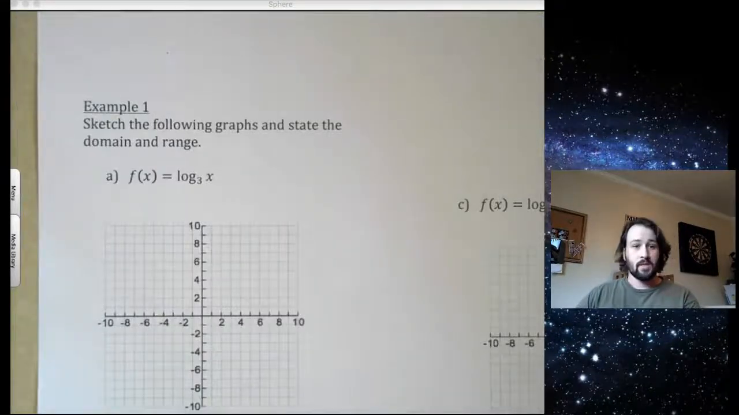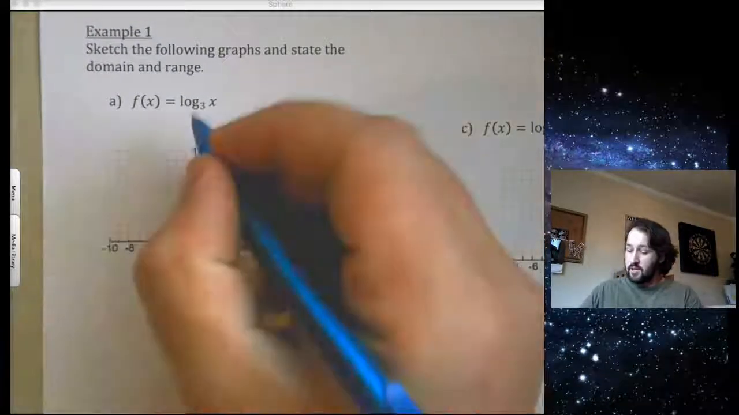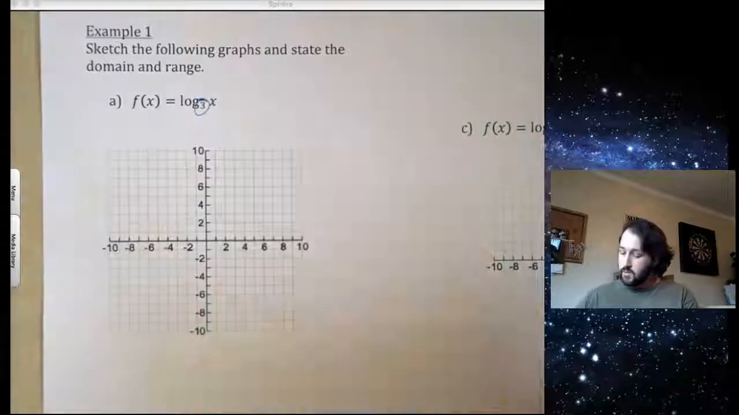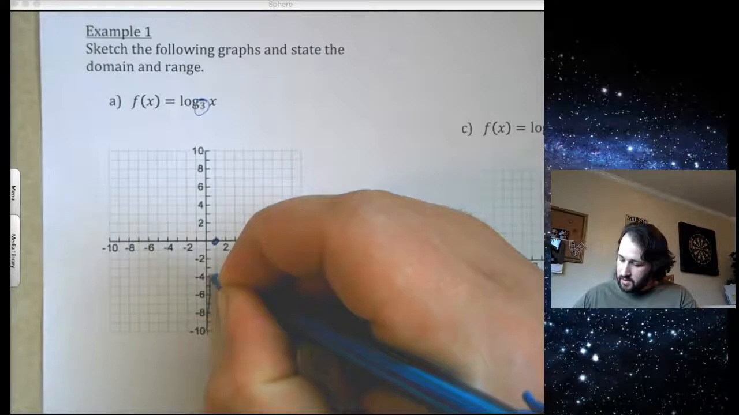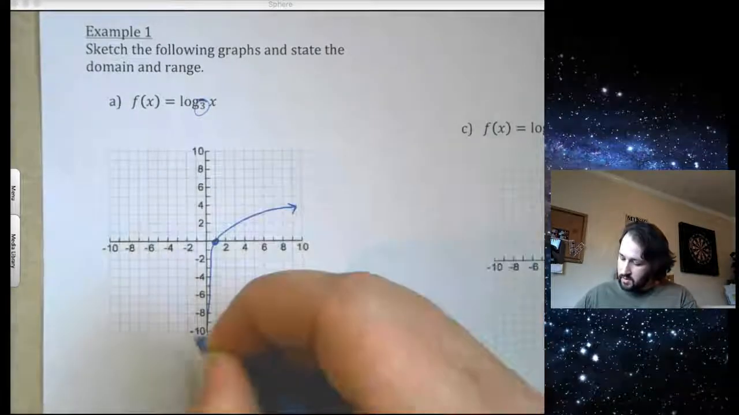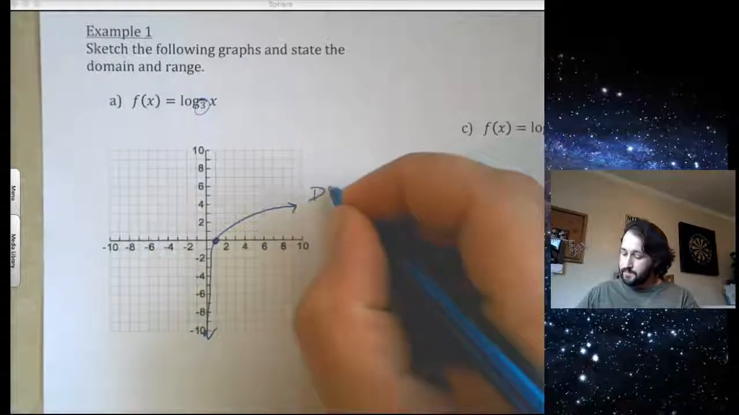All right, so sketch the following graphs and state the domain and range. The first thing I notice, the base is 3. So what's going to happen is I have an x-intercept at 1, and it's going to increase as it goes along forever and ever.